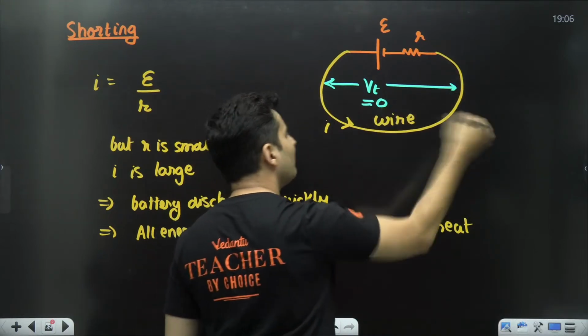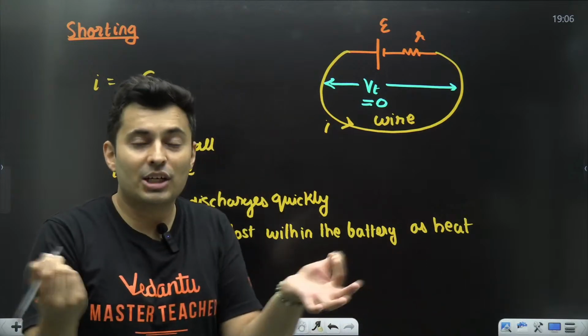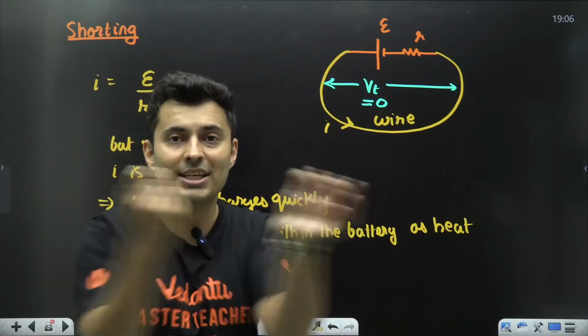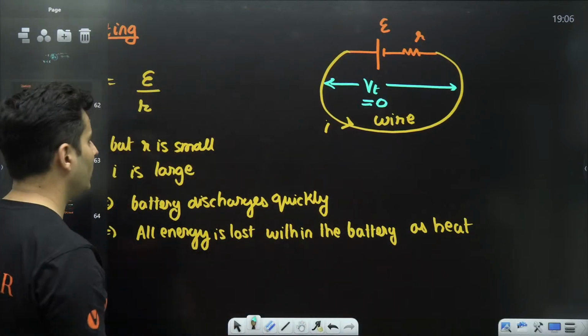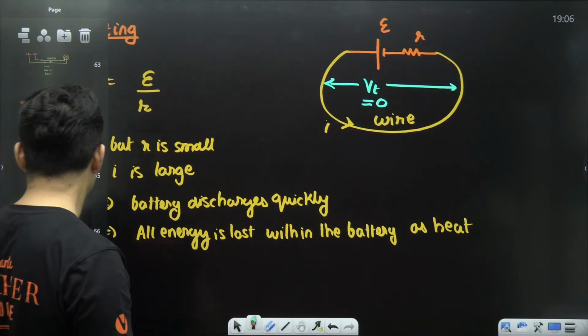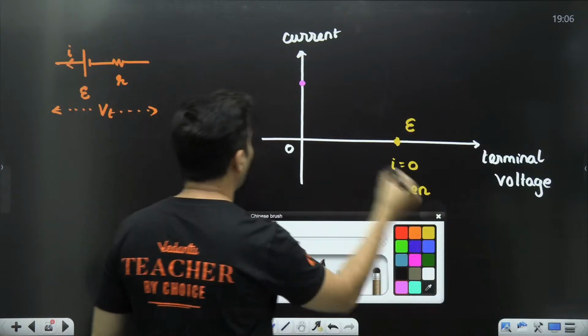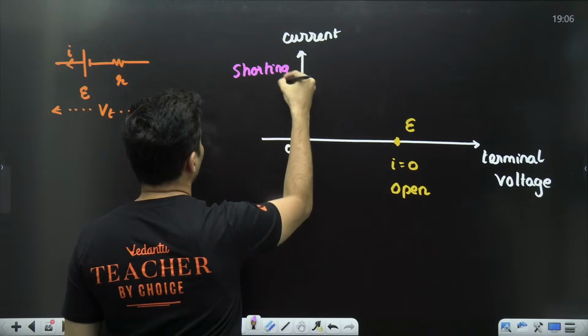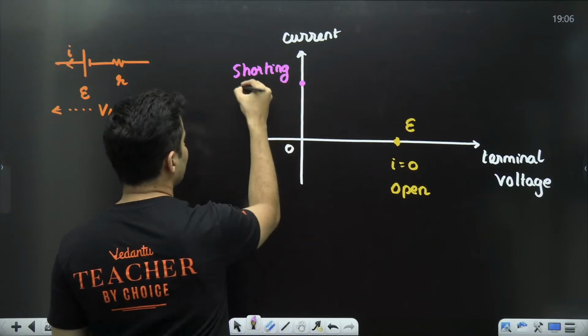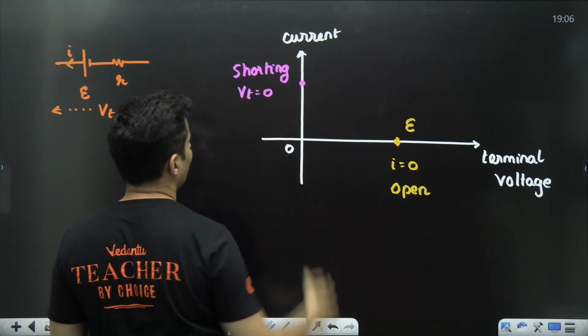Guys, there is no voltage difference in that wire. It's a wire. They are shorted. The voltages have been matched. They are the same. So there is no difference. So terminal voltage is zero in the case of shorting. Hence, that is the situation of shorting, my dear students. So in such a case, the terminal voltage is zero.